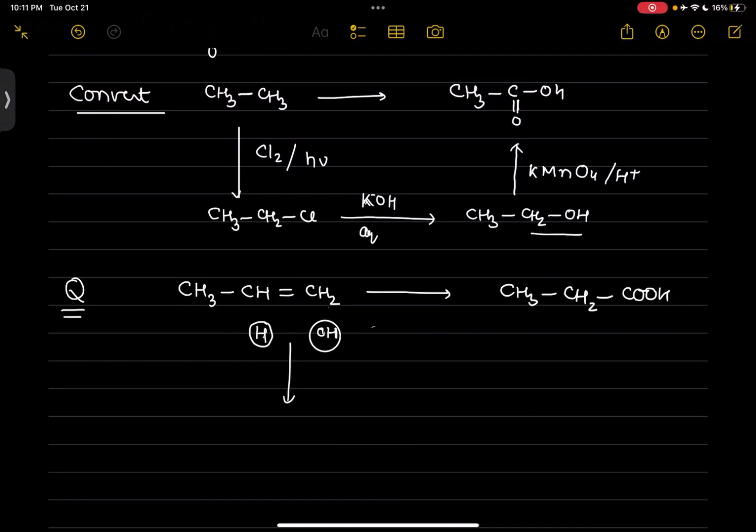Anti-Markovnikov addition of water. Is it clear? But how do we add water in an anti-Markovnikov way? What was the method which we discussed for alkenes? We discussed it in the preparation of carboxylic acids. Sorry, alcohols.